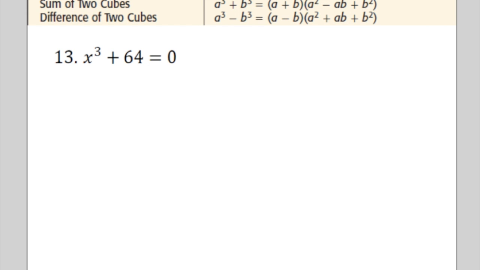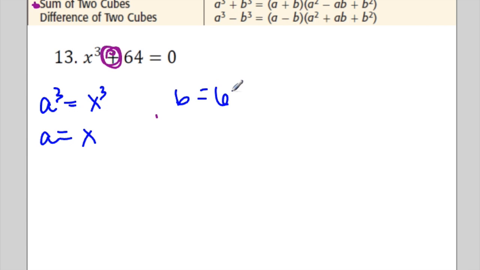All right, last one, number 13. I see this one as a cube. Right away, I see that it is addition. So the addition piece tells me I'm going to use the sum formula. Okay, so let's figure out what a is. So a to the third is equal to x to the third. So when I take the cube root, a is equal to x. Then I see b to the third is 64. I would take the cube root of 64, and I would get that that is 4.